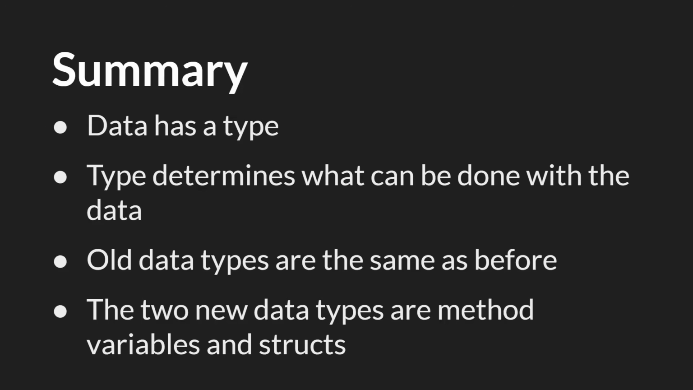So in summary, data has a type. Type determines what can be done with the data. All the old data types are the same as they were before, but in 2.3, there are two new data types, and they are method variables and structs.